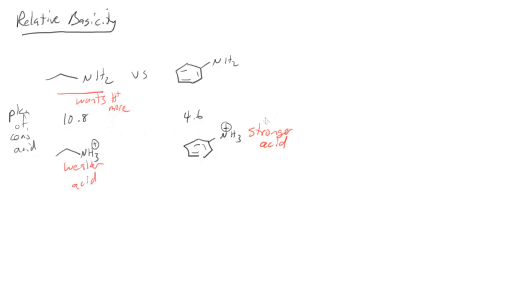And let's look at the other one. If this is a stronger acid, that means that this molecule would give up its proton easily, which means that this one doesn't want it that much. That means that this one wants a proton less. We're so used to talking about acidity, but now let's think about basicity. If something wants a proton more, that makes this a stronger base. And that makes this a weaker base.